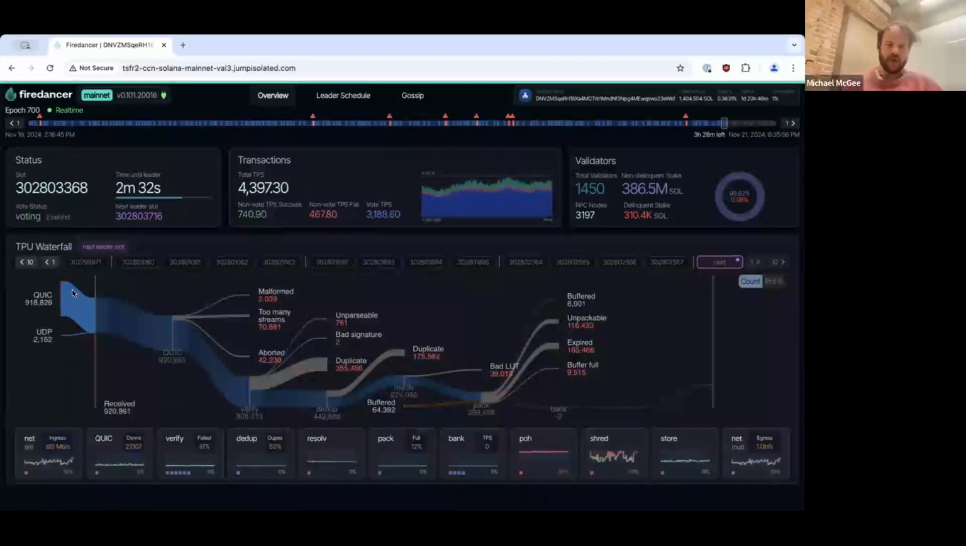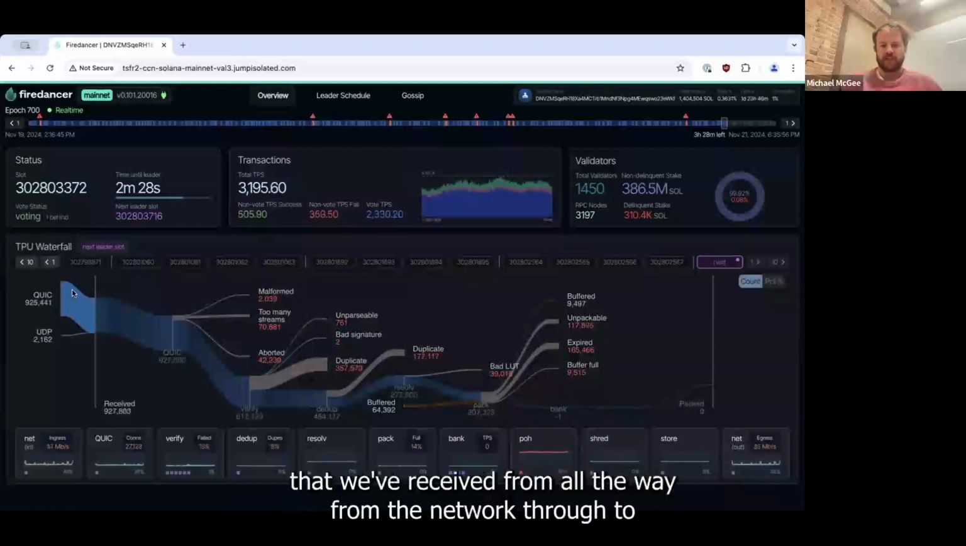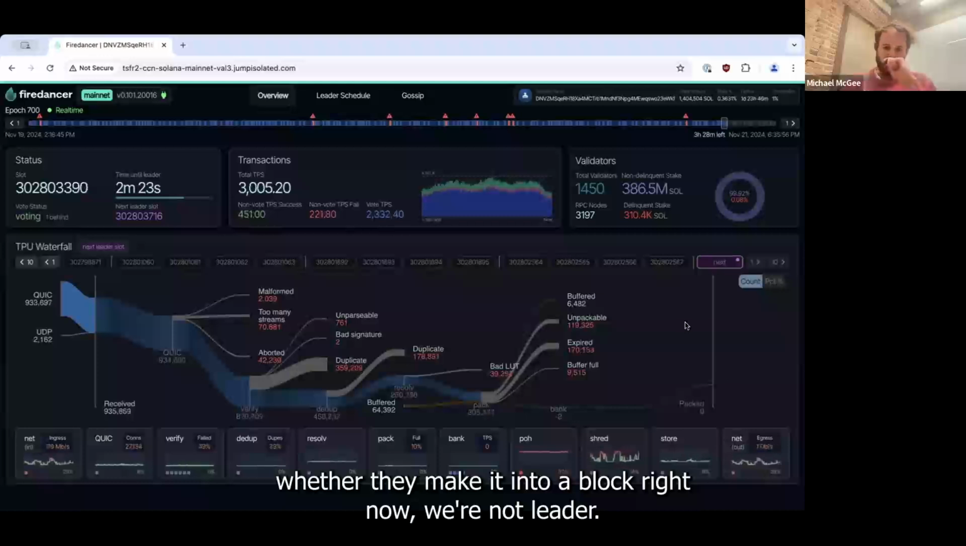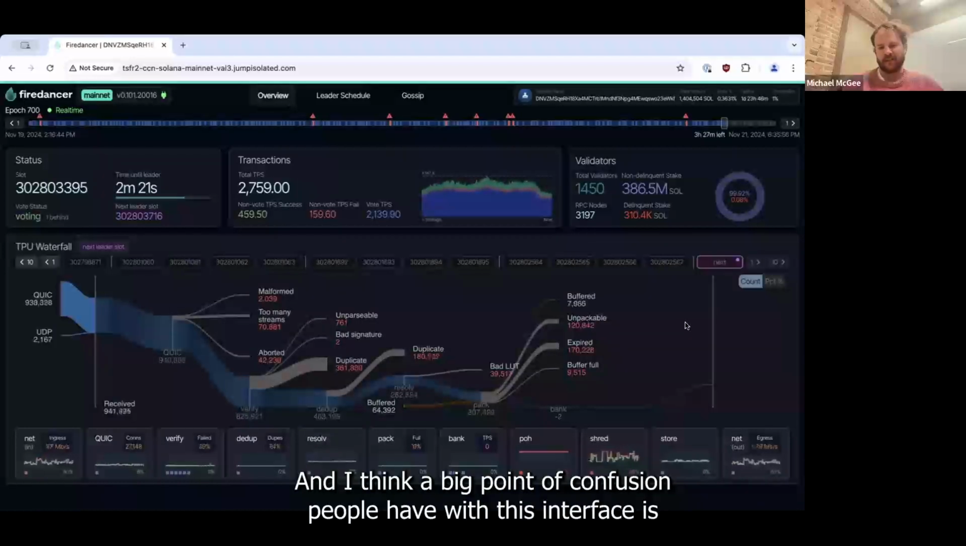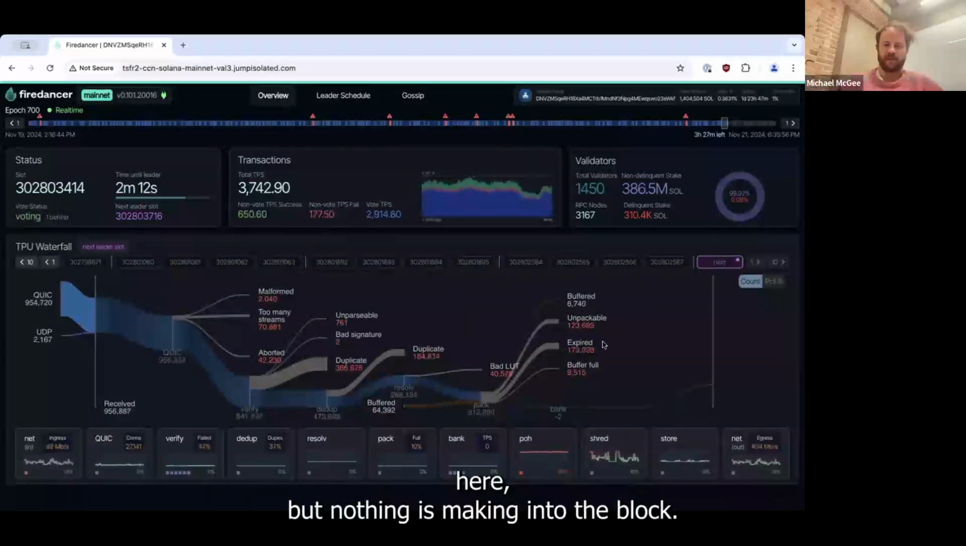So what this waterfall is showing really is the path of transactions that we've received from all the way from the network through to whether they make it into a block. Right now, we're not leader. And I think a big point of confusion people have with this interface is they see that we are receiving a lot of transactions here, but nothing is making it into the block.